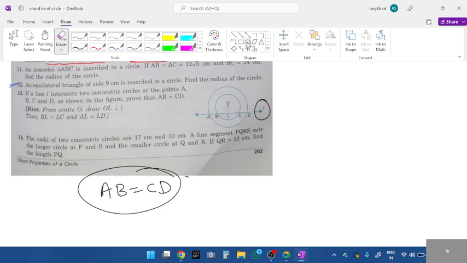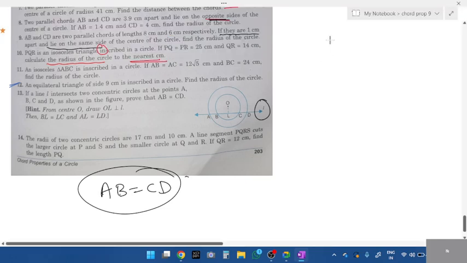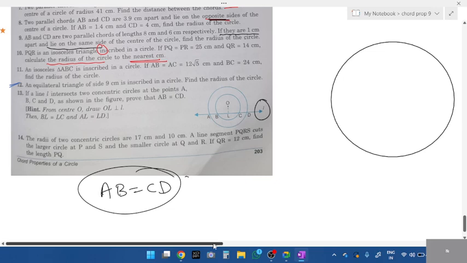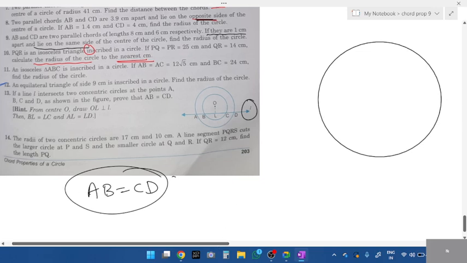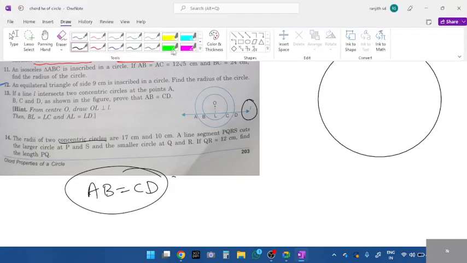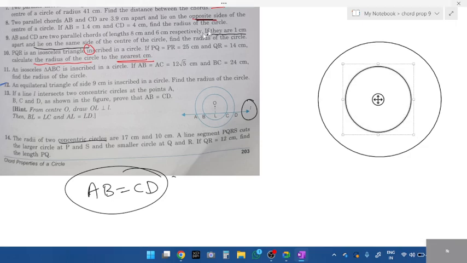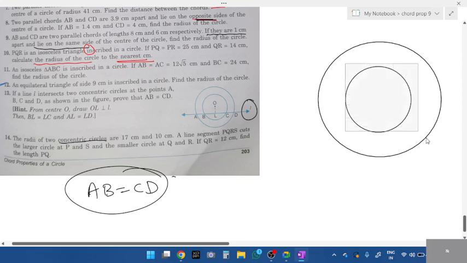14th question. I'll do up to 14, students. The 15th one, we'll see if your teacher does. I'll teach you all. If not, we'll do it tomorrow. Two radii of a concentric circle. Can you see the word concentric circle is given? What is a concentric circle? All of you respond. Yes, two circles having the same center. If you don't understand this concept, you won't be able to solve. Concentric meaning two circles having the same center.